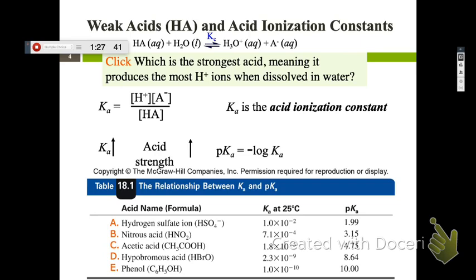Why is A the strongest acid in this table? How do we know that? Danielle, can I hear your description? Word for word? Sure. I said it's the biggest boy. What? It's Ka. Okay, it's the biggest Ka.